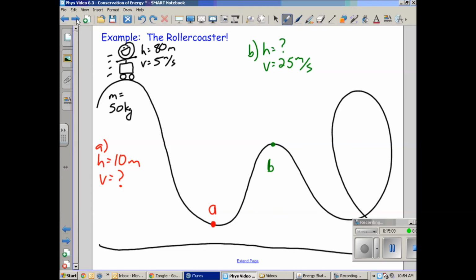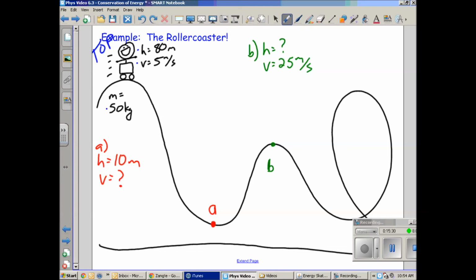Okay, so we've got kind of the same situation. So here's what we know. Up at the top, we'll use blue to represent the top. Up at the top, we know how high up the dude is on the roller coaster. We know his velocity, and we know his mass.